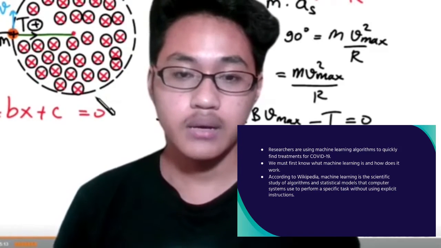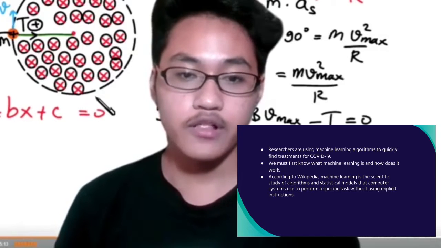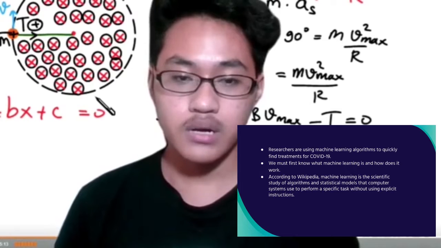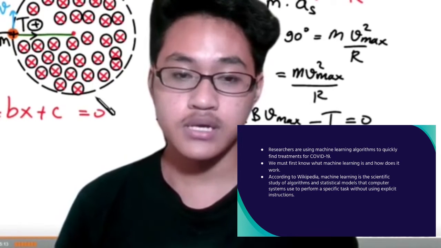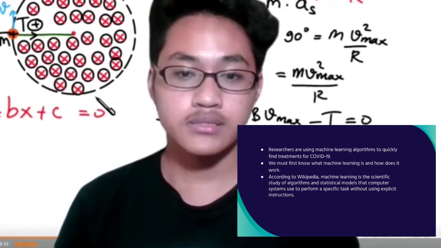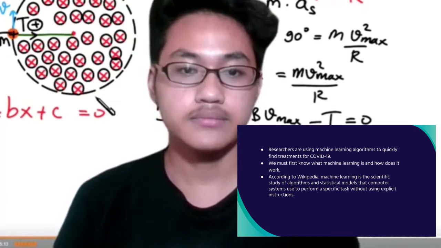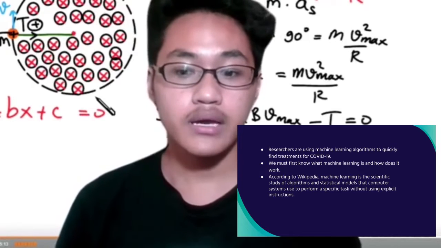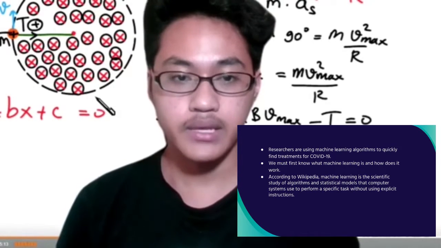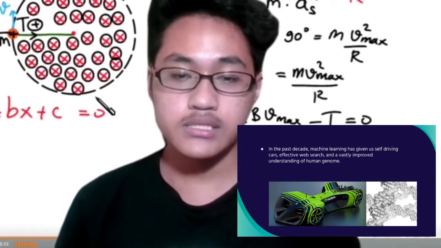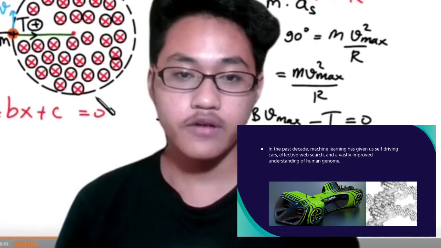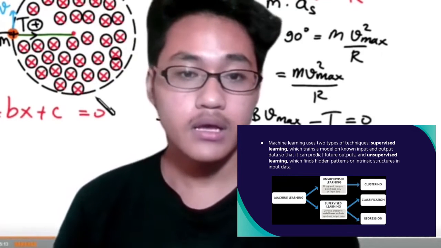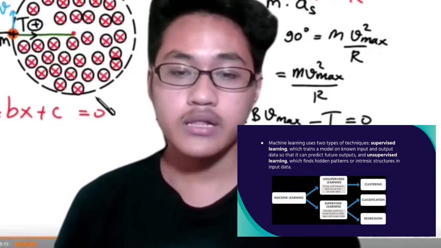According to Wikipedia, machine learning is the scientific study of algorithms and statistical models that computer systems use to perform a specific task without using explicit instructions, relying on patterns and inference instead. In a nutshell, machine learning is the science of getting computers to act without being explicitly programmed. In the past decade, machine learning has given us self-driving cars, effective web search, and a vastly improved understanding of the human genome. So how does machine learning exactly work?